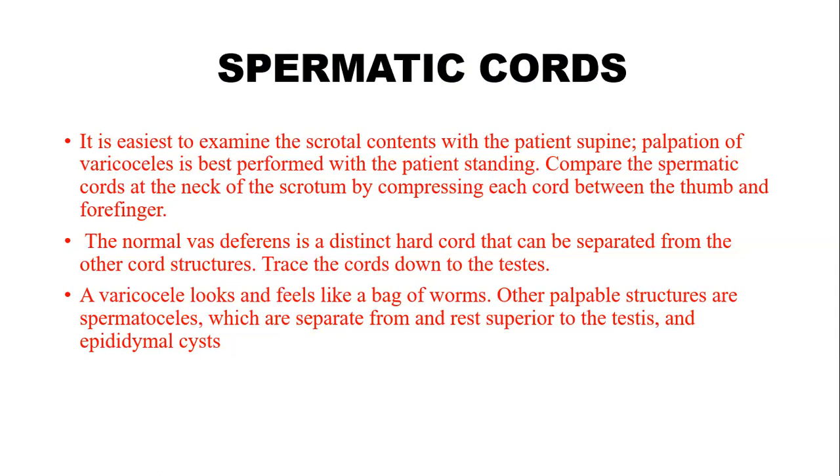With the patient lying supine, palpation of varicoceles is best performed with the patient standing. Compare the spermatic cords at the neck of the scrotum by compressing each cord between the thumb and the forefinger. The normal vas deferens is a distinct hard cord that can be separated from the other cord structures. Trace the cords down to the testis. A varicocele looks and feels like a bag of worms. How does a varicocele look? It looks and also feels like a bag of worms when you palpate. Other palpable structures are spermatoceles, which are separate from and rest superior to the testis, and epididymal cysts.